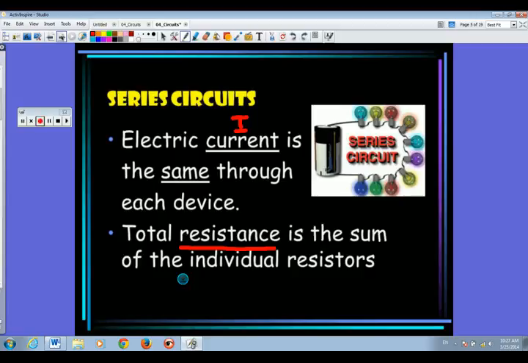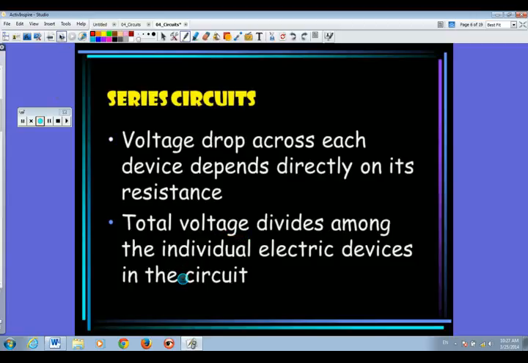So basically anything you put in the way in that circuit is going to be a resistor. We just happen to use lamps. That voltage drop, V, across each device depends on that resistance. The total voltage divides among the individual electric devices. And I'll show you how that works in a little bit.